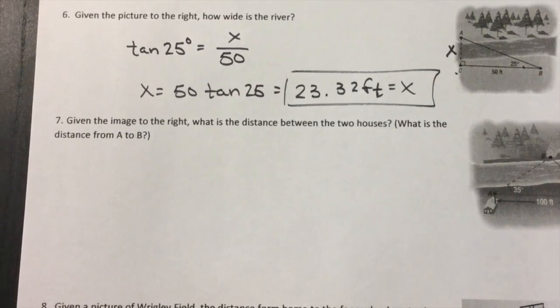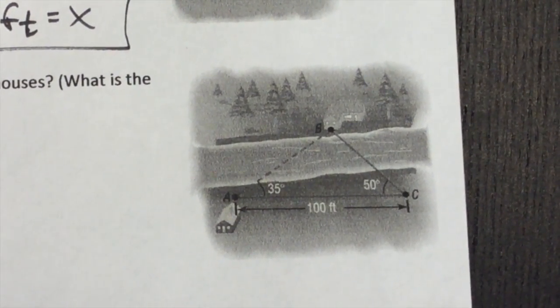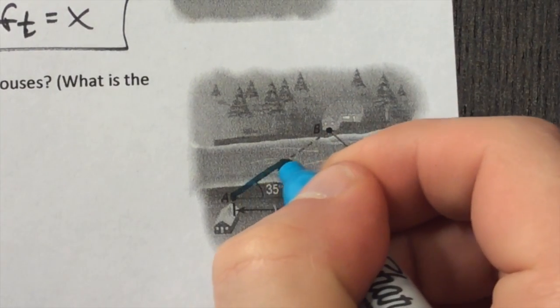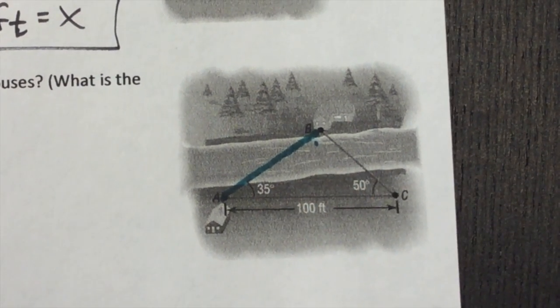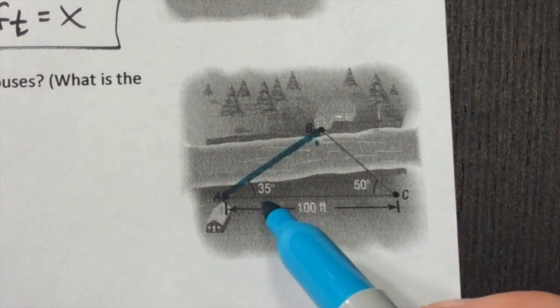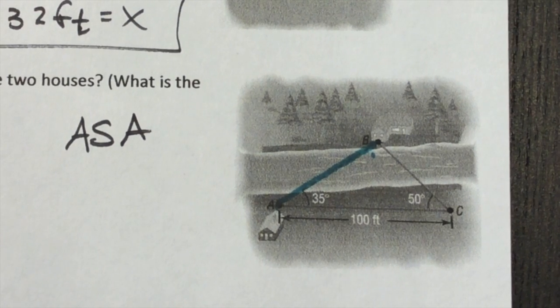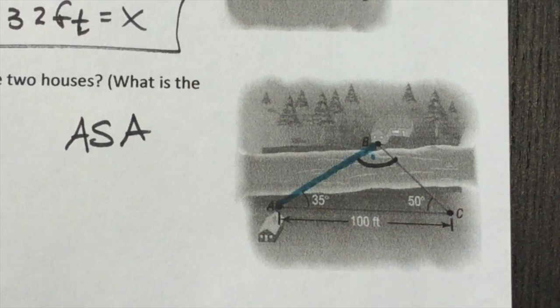So, number 7. Given this picture, I want to know how far away these two houses are. I want to know the distance from A to B. So you can see that we're given angle, side, angle. So I should be able to do the law of sines. So first thing, I should probably find this angle B up here.